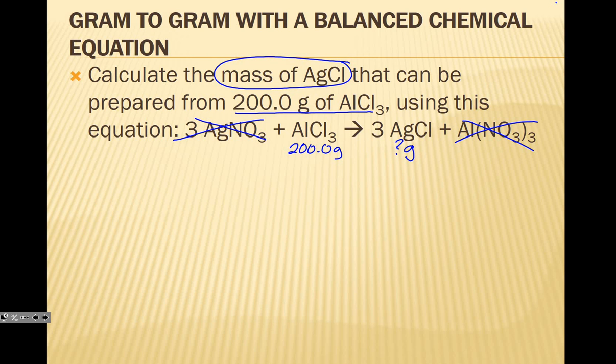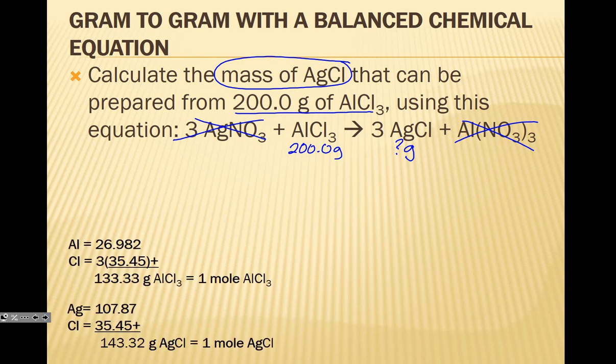Okay, so hopefully you've had a chance to add them up. If not, you can write it down. We're just pulling the numbers right off the periodic table. Okay? So again, what I underlined starts my factor label. Okay, it's underlined. And I'm going to go with my first conversion.